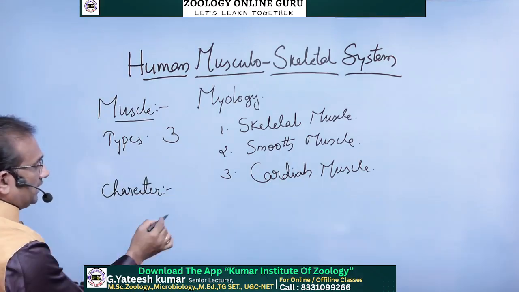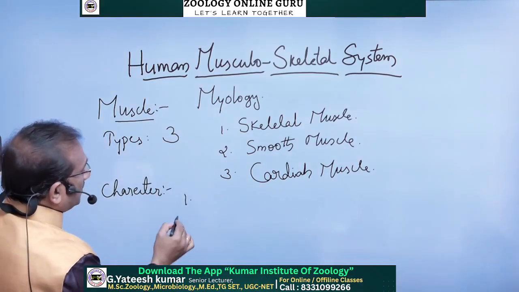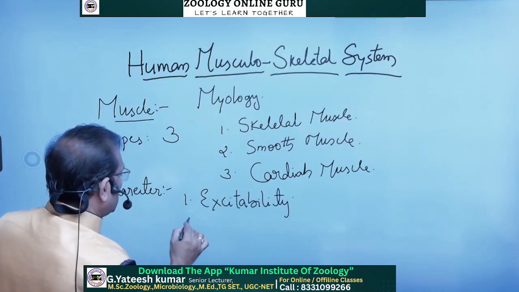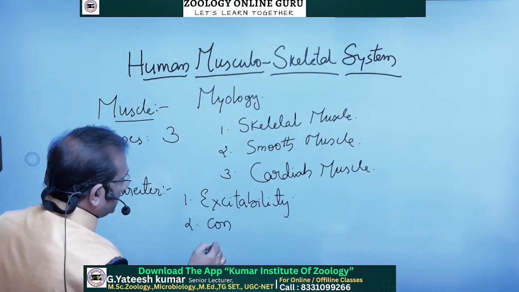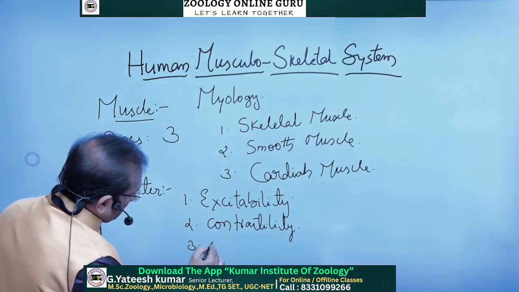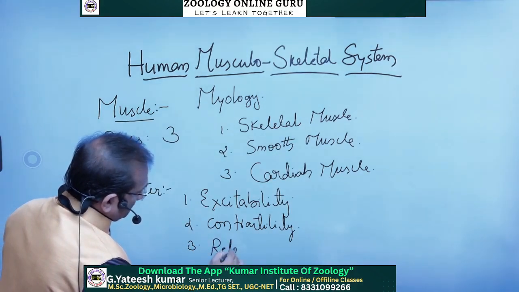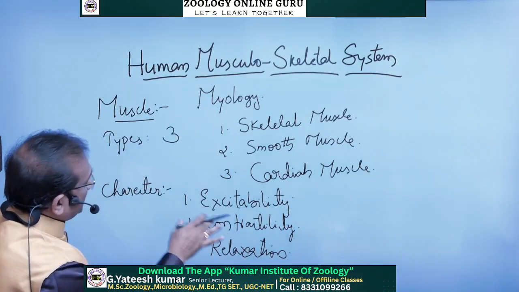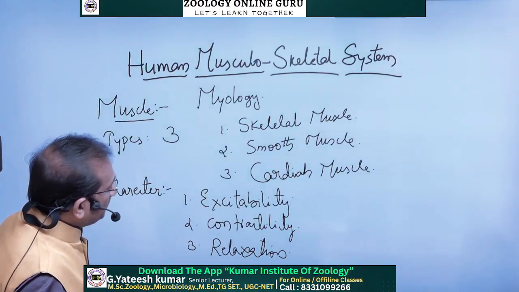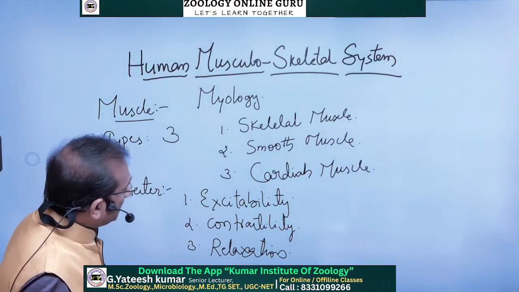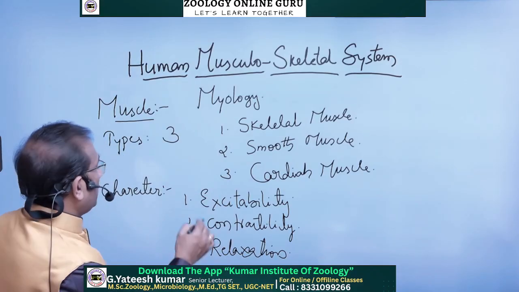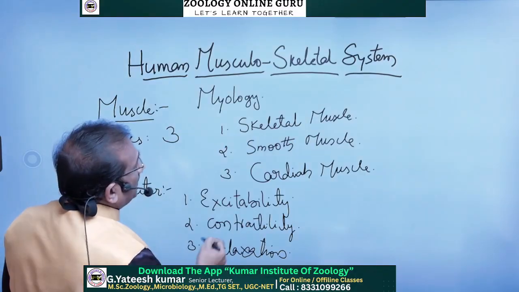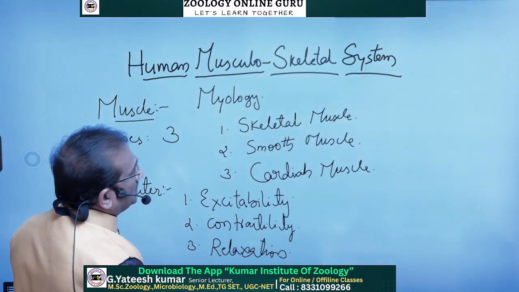The special character of the muscle is, one, it has the capacity of excitability, second, contractility, and third, relaxation. So every muscle has these three characters: excitability, contractility, and relaxation. These are seen in skeletal muscle, smooth muscle, and cardiac muscle.